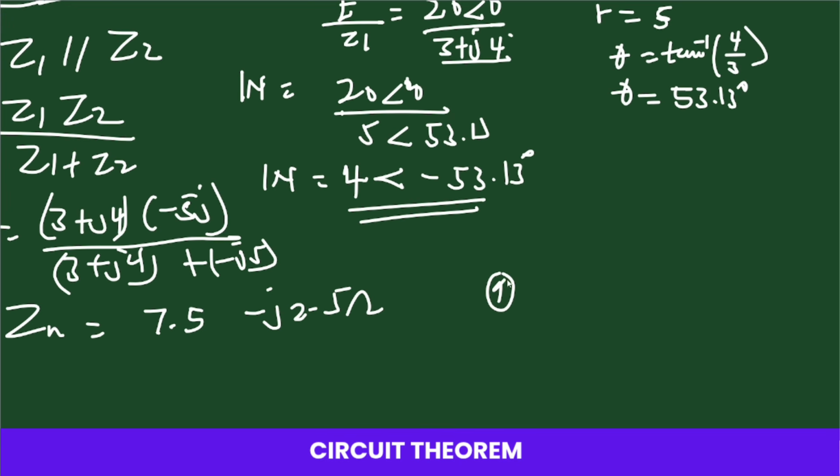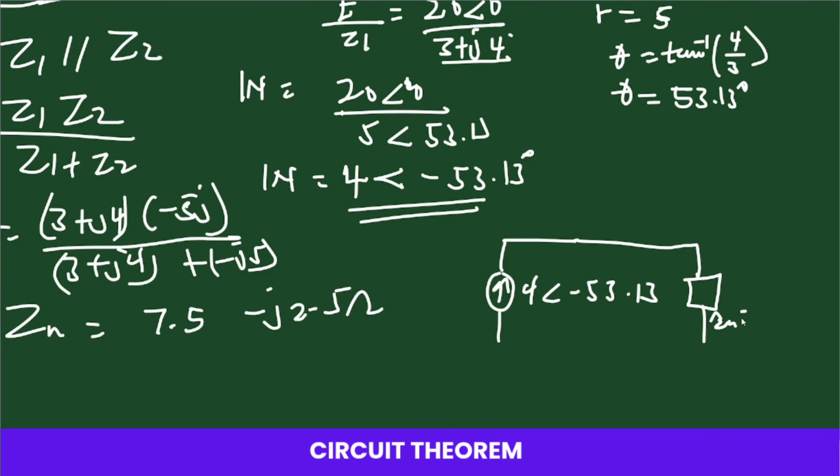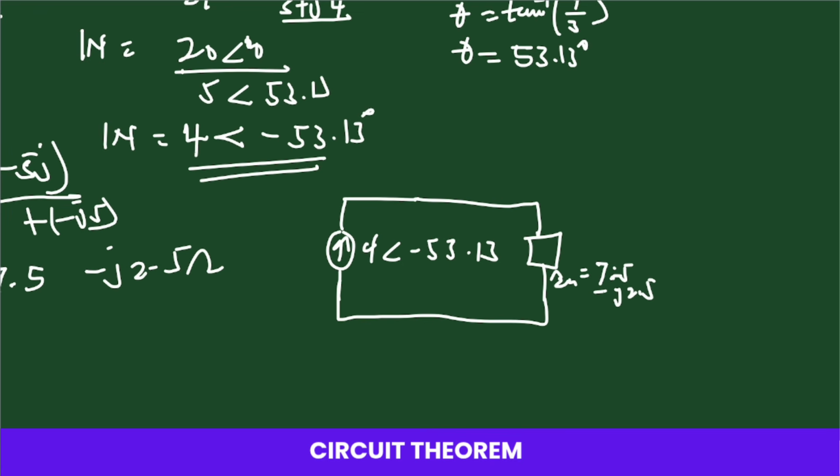So we come back and redraw our equivalent circuit, right? Following the order, we are going to get what we had here to be 4 angle minus 53.13. And then we have the value of the Zn, which is equal to what we just had now, 7.5 minus J2.5, like this, represented nicely. And then finally we'll have another parallel path, which is the load, and it's actually 6 ohms. So this is our equivalent circuit for the Norton's analysis.